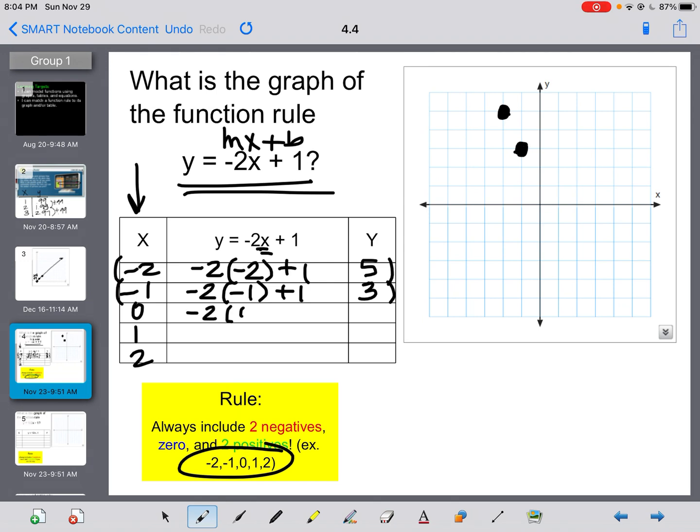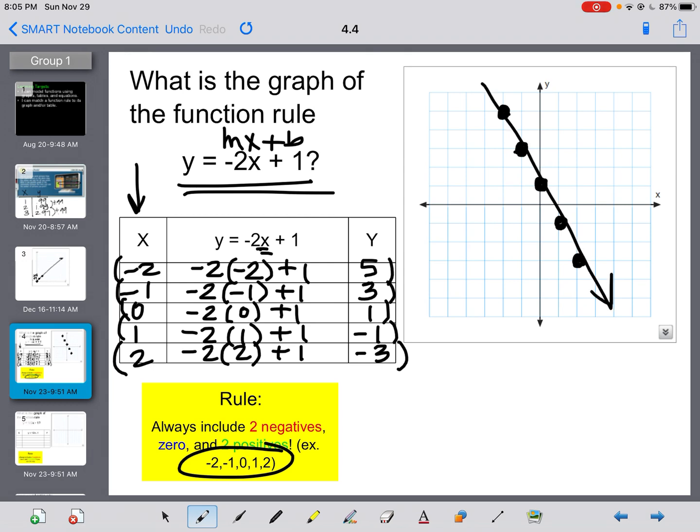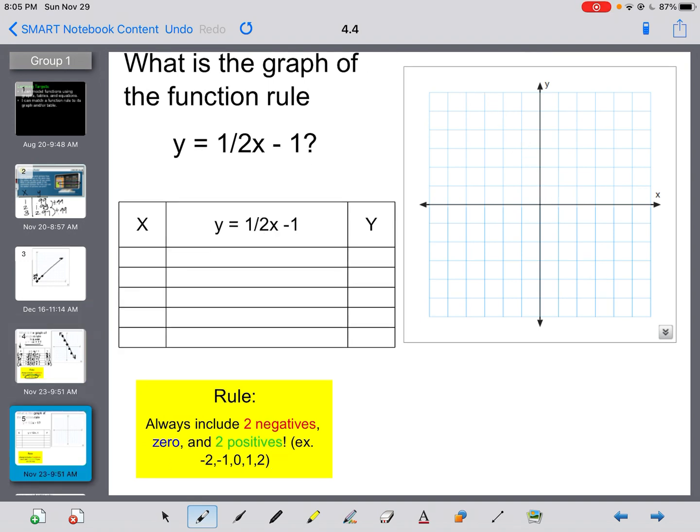So -2 times 0 is 0, plus 1 is 1, so my next ordered pair is 0, 1, over 0, up 1. Then I have -2 times 1, which is -2, plus 1 gives me -1. So my next is 1, -1, so over 1, down 1. And last but not least, I have -2 times 2 plus 1. So I have -4 plus 1, which is -3, giving me an ordered pair of 2, -3, over 2, down 3. Okay, and there is my straight line graph. Perfect, we were right.